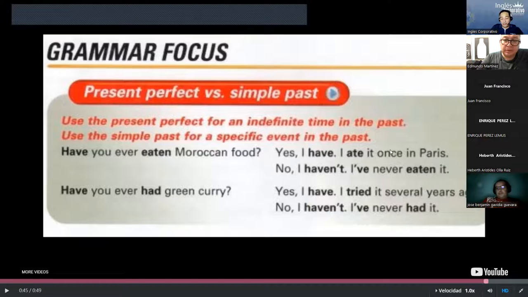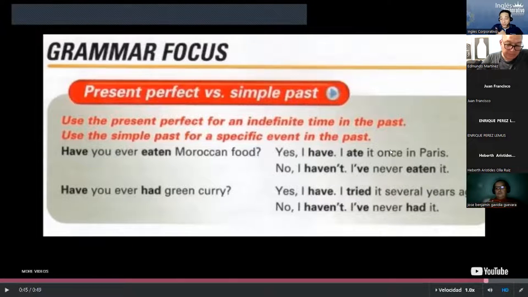Y recalcando eso, reforzando eso, al responder de manera tajante, de manera abreviada, de un solo, es decir, sí o no, voy a ocupar esta forma en todo tiempo gramatical, voy a ocupar el yes, el sujeto, el auxiliar y el not. Yes, I do. No, I don't. Yes, I was. No, I wasn't. Y así, ¿no? Ahora, tengo dos opciones.